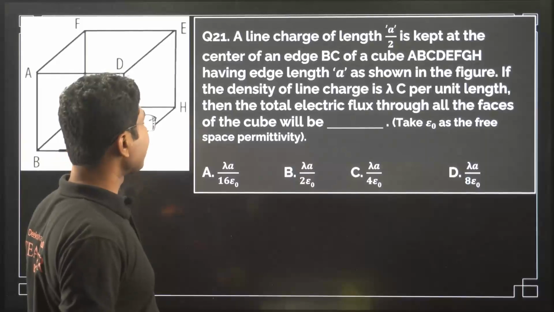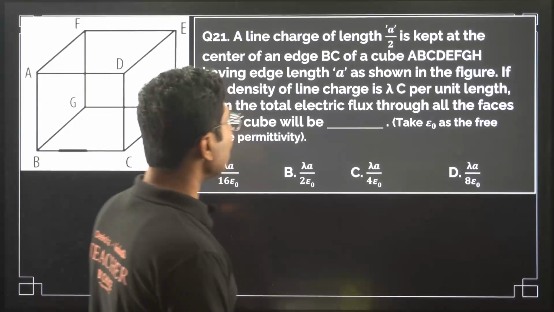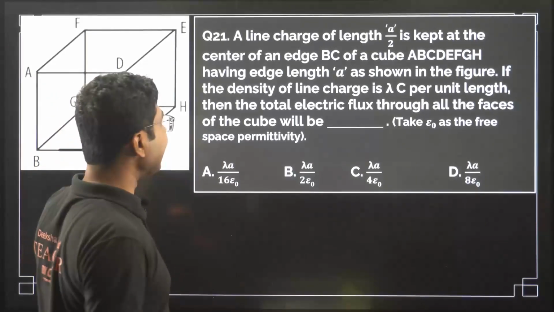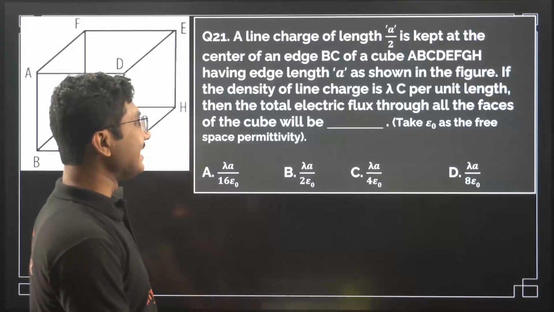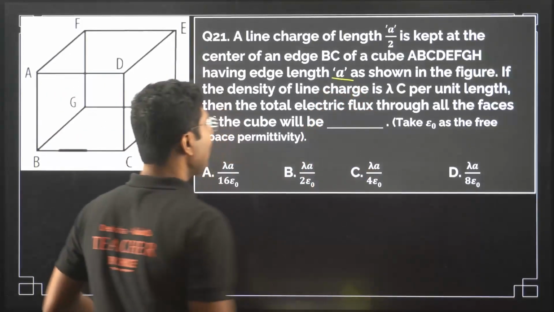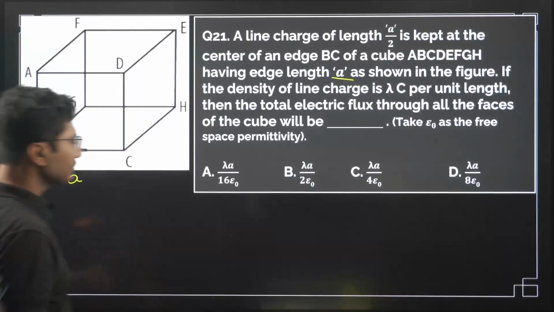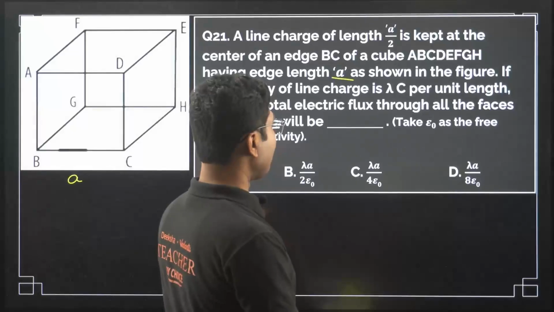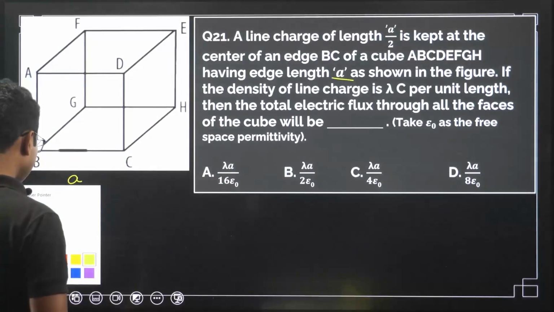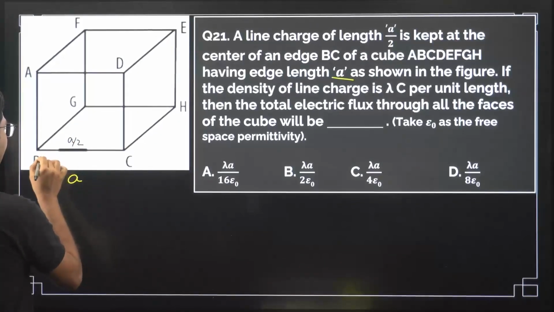Now, last question of the day. Line charge of length a by 2 is kept at the center of an edge BC of cube A, B, C, D, E, F, G, H, having edge length A as shown in the figure. So this is the edge length A, does not matter. Okay. Only thing that matters is that this is A by 2 and this is A.